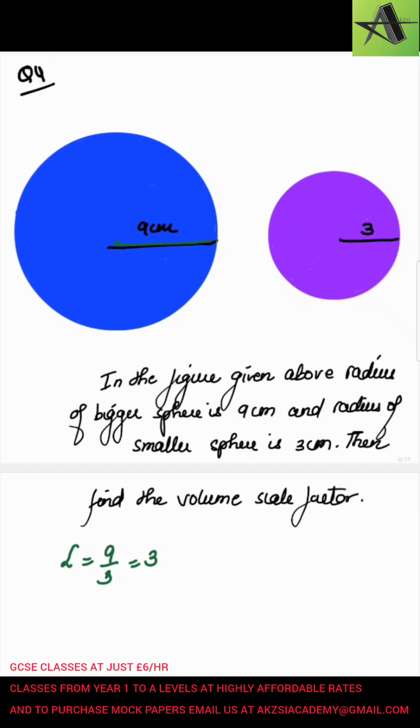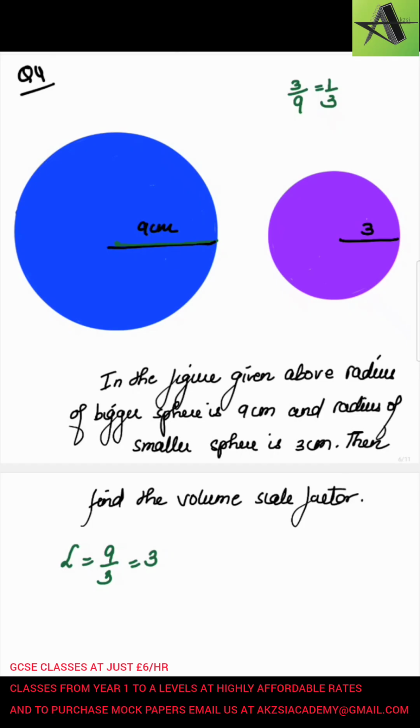If they have specifically mentioned that the bigger sphere has transformed into the smaller, then you have to find the length scale factor or volume scale factor. That means they are asking by which factor you have to multiply the bigger one so that it can be transformed into the smaller. In that case, obviously you'll do 3 over 9, that is 1 over 3. So you have to multiply the bigger one by 1 by 3 so that it can be converted into the smaller sphere.